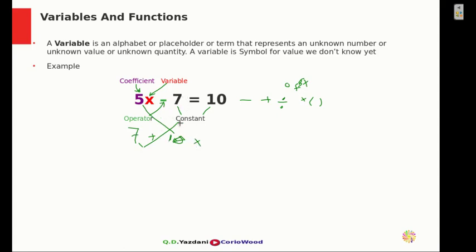So the constant means a number that sits by itself, and here is a number that sits by itself. There is no variable. But if you put a variable next to it, then it becomes a coefficient.